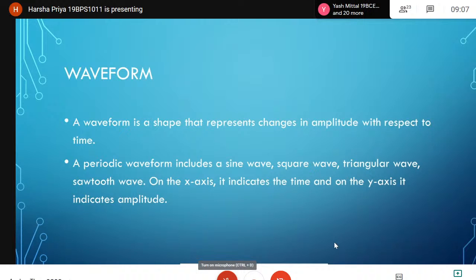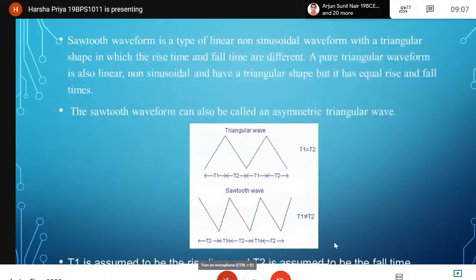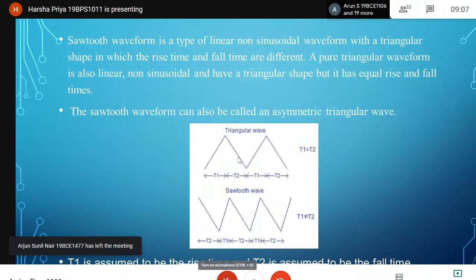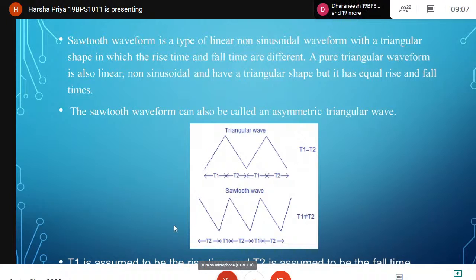So I am going to take the sawtooth waveform and generate it in the eSim simulator. The sawtooth waveform is a type of linear non-sinusoidal waveform, and it has different rise and fall time. The difference between a triangular wave and a sawtooth wave is that the triangular wave is symmetric and the rise time and the fall time are the same, but in the sawtooth they are not the same. It is an asymmetric triangular wave.